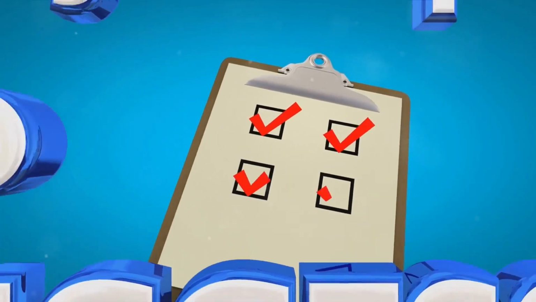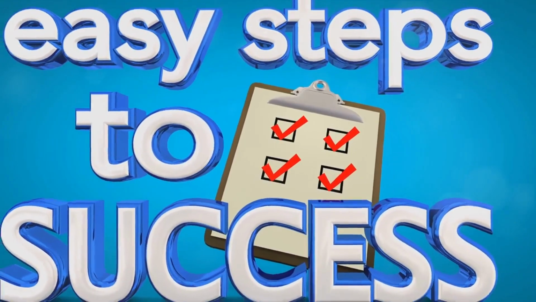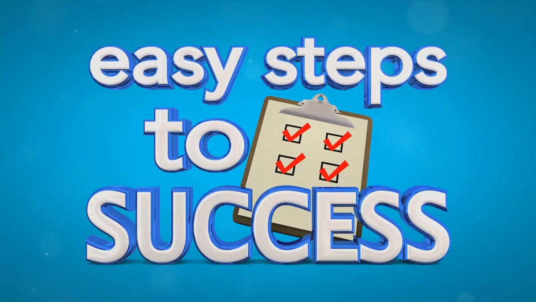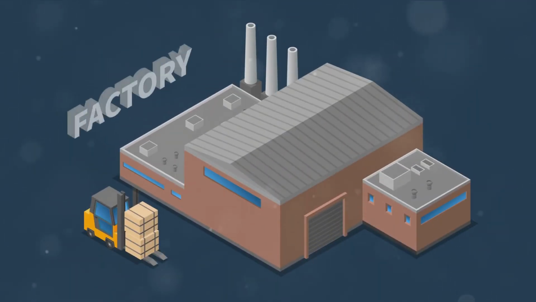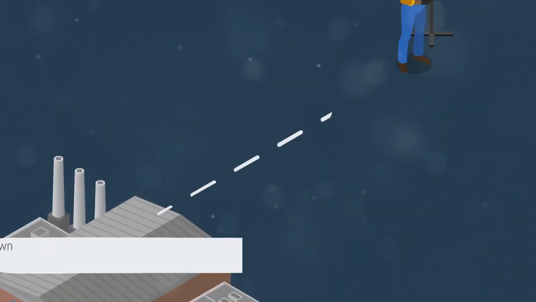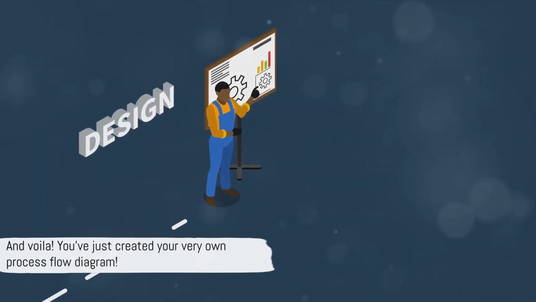So that's it. Follow these steps, and you'll be well on your way to creating a clear, concise, and effective process flow diagram. And remember, practice makes perfect. The more diagrams you create, the better you'll get at it. And voila, you've just created your very own process flow diagram.